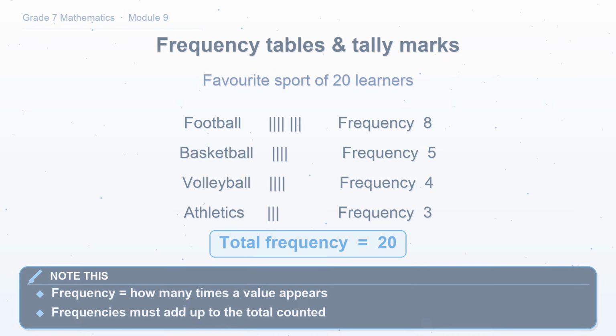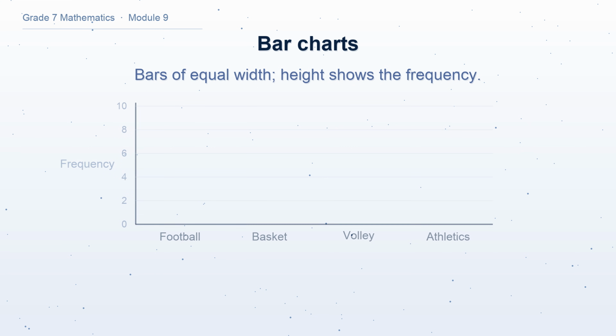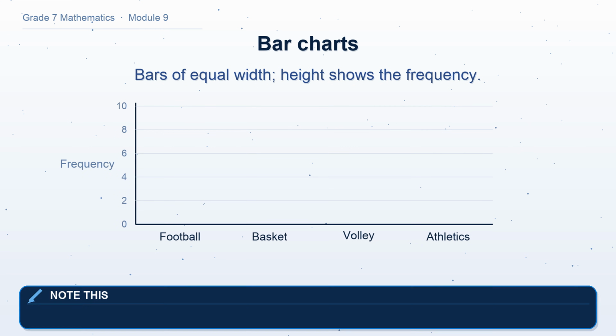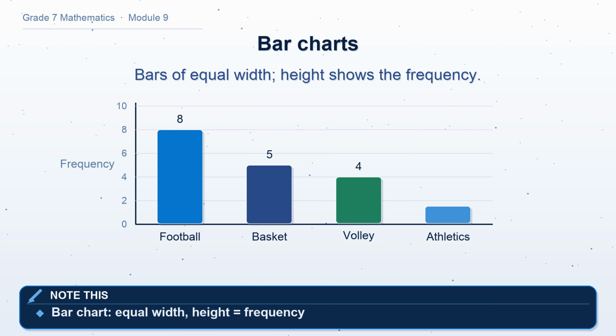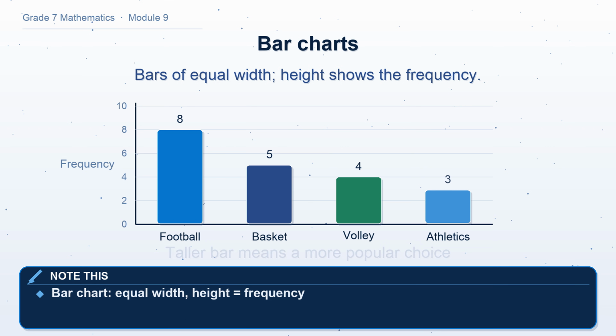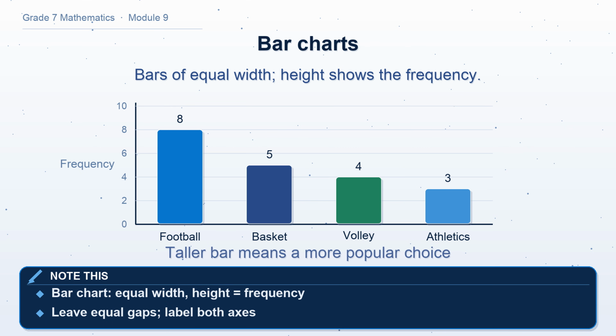A bar chart turns that table into a picture. Each category gets its own bar, and every bar is drawn with the same width. The height of a bar shows the frequency, so the taller the bar, the more popular the choice. Football reaches 8, basketball 5, volleyball 4, and athletics 3. Leave an equal gap between the bars and label both axes so the chart reads clearly. At a single glance, we can see that football is the favorite.